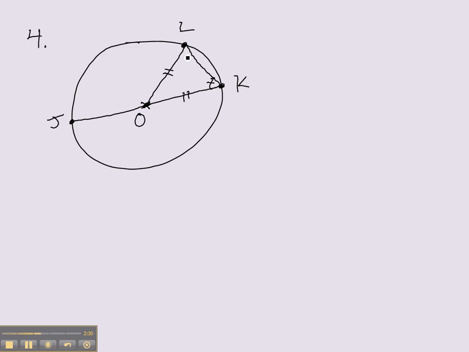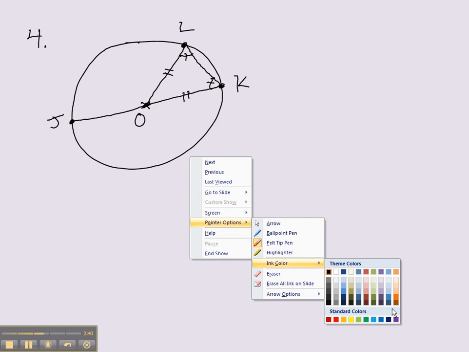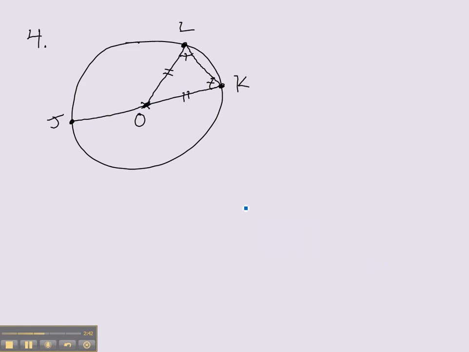So we know at least 2 of the angles are congruent, maybe 3, because L, let's change it to a different color, L might have been maybe over here. And this blue triangle might be isosceles. So all 3 angles might be the same. So at least 2 angles are congruent. Answer choice D. Number 5.